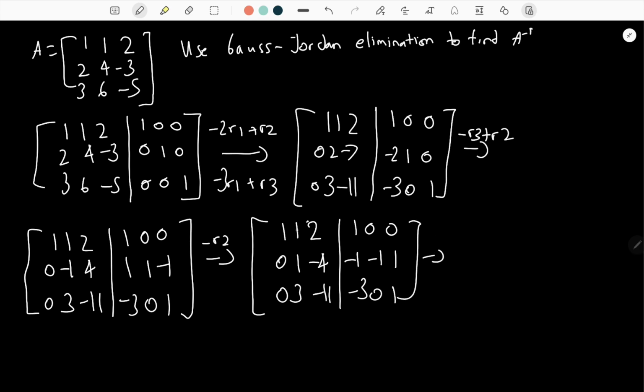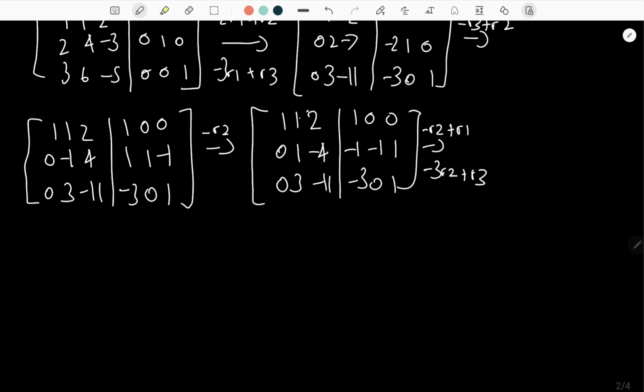Now we use this row to get rid of this one here above it and below it. So we do negative r2 plus r1, and also negative 3 r2 plus r3. Let me just make more space here. So after this we get 1, 6, 0, 1, negative 4, 0, 0, 1. So now we just use this last 1, 0, 0, 1 to cancel the ones above it, and we'll get the final answer. So let me just write this here.